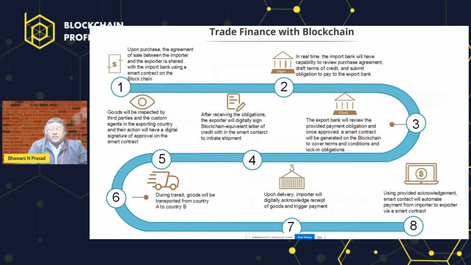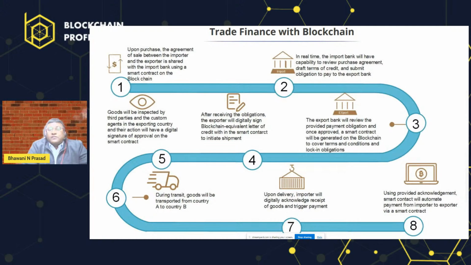In a smart contract, there are fewer steps, and it is faster. And how it works here: the first step, upon purchase, is that the agreement of sale between the importer and exporter, meaning buyer and seller, is shared with the import bank using a smart contract on the blockchain. So a bank is involved.